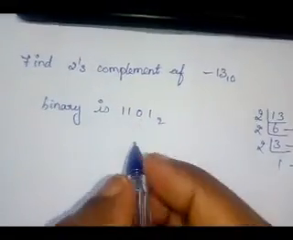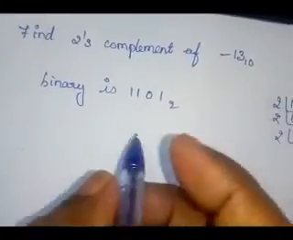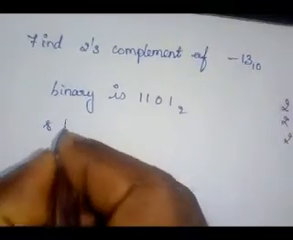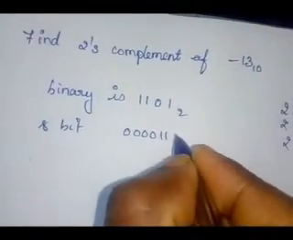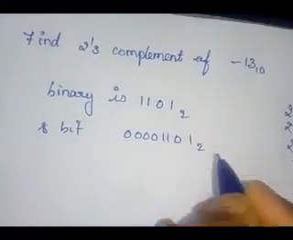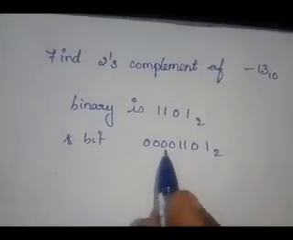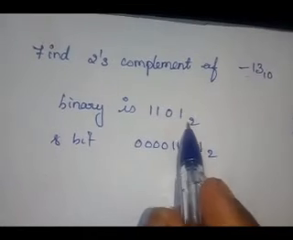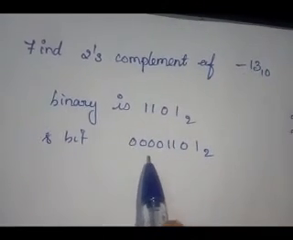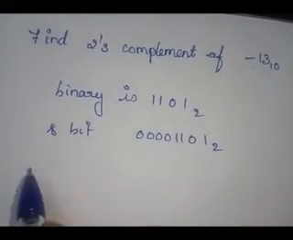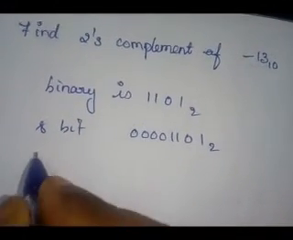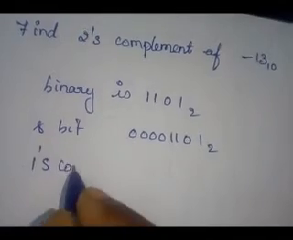How many digits are here? 4 digits. Make it an 8 bit number. The 8 bit representation is 0 0 0 0 1 1 0 1. Did you understand why I added these zeros? Here there are only 4 digits. We want to make it 8 bits, so we added these 4 zeros. Okay. Then take the 1's complement.